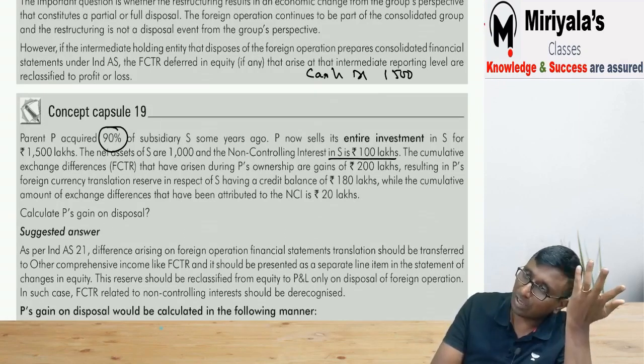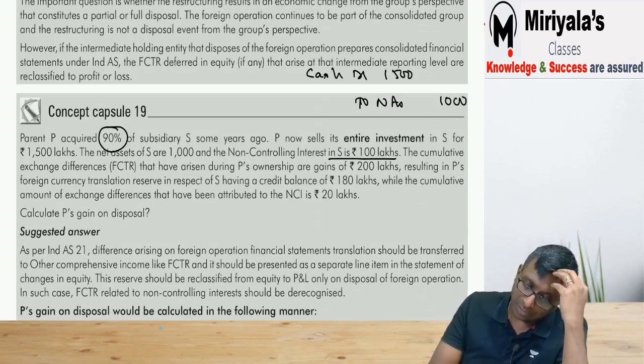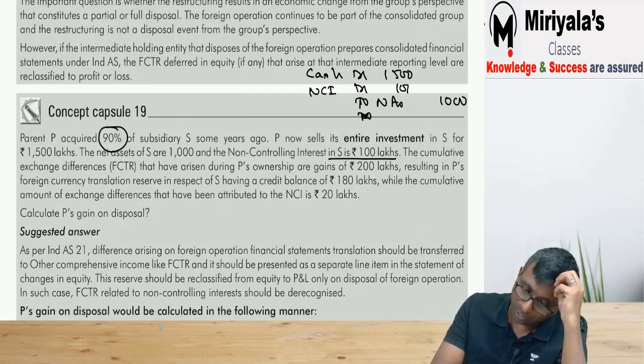Okay, net assets also gone. So what do you say? Two net assets, 1000 rupees. Non-controlling interest, NCI account debit. How much, my dear?